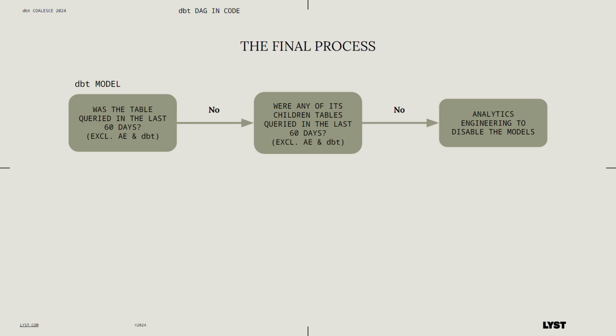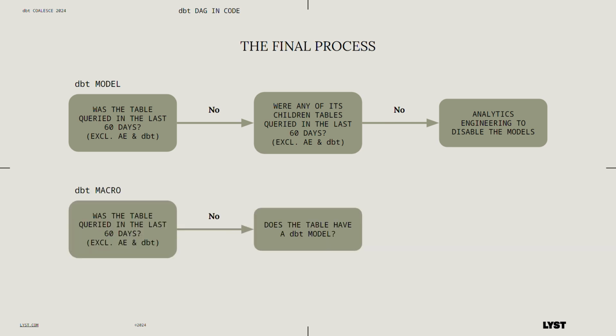And if the table hasn't been queried and its children haven't been queried, we then have a monthly alert to the analytics engineering team to then disable the equivalent dbt models. And then once these models have been disabled, we then have a macro that checks if the table has been queried and if the table has an enabled dbt model. And if both are false, it then automatically moves that table to an archive database where we keep it for a period of time before it's permanently deleted.